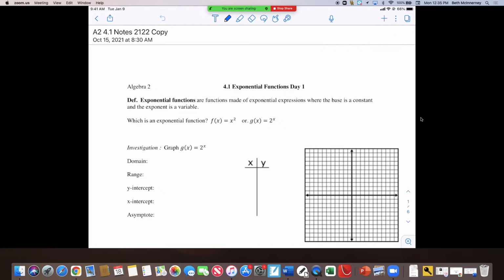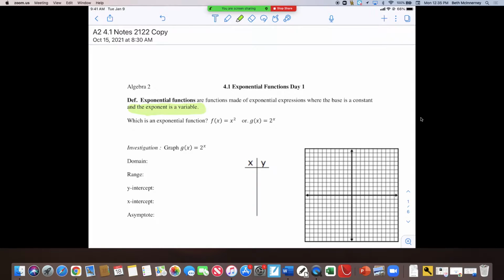All right, exponential functions are functions made of exponential expressions where the base is a constant and the exponent is a variable. So go ahead and highlight that piece right there. An exponential function has the exponent as the variable.